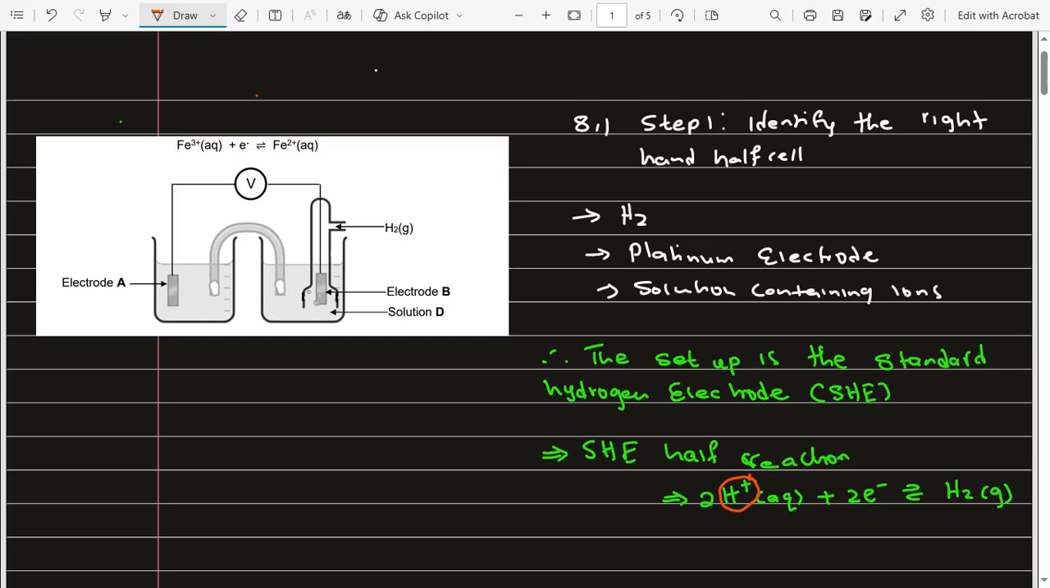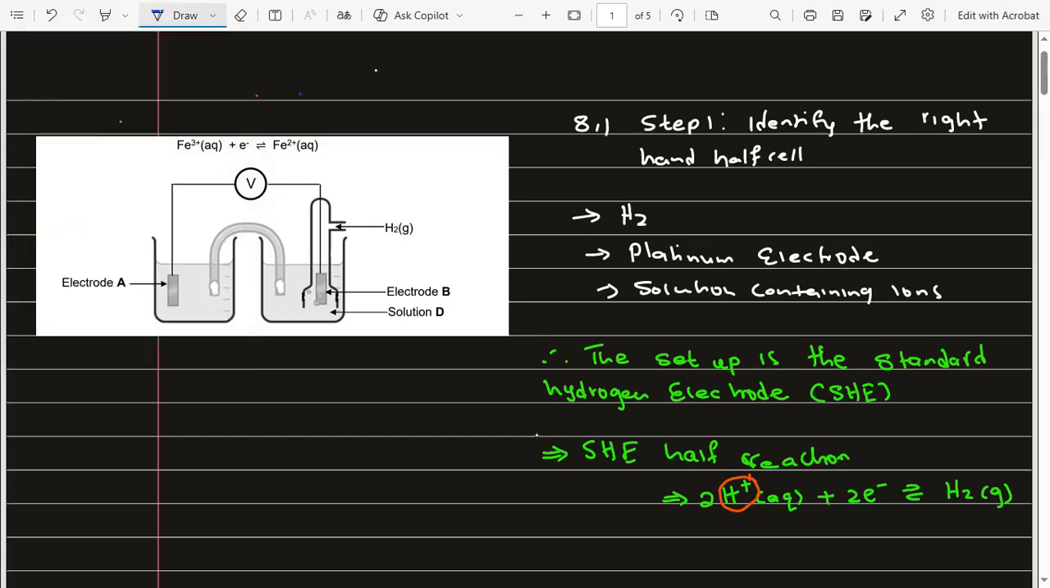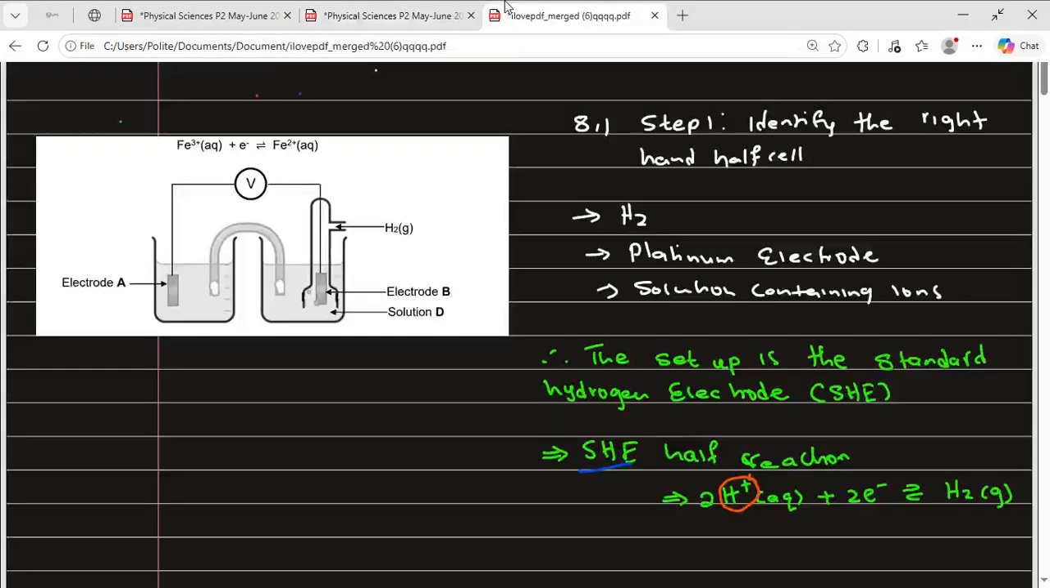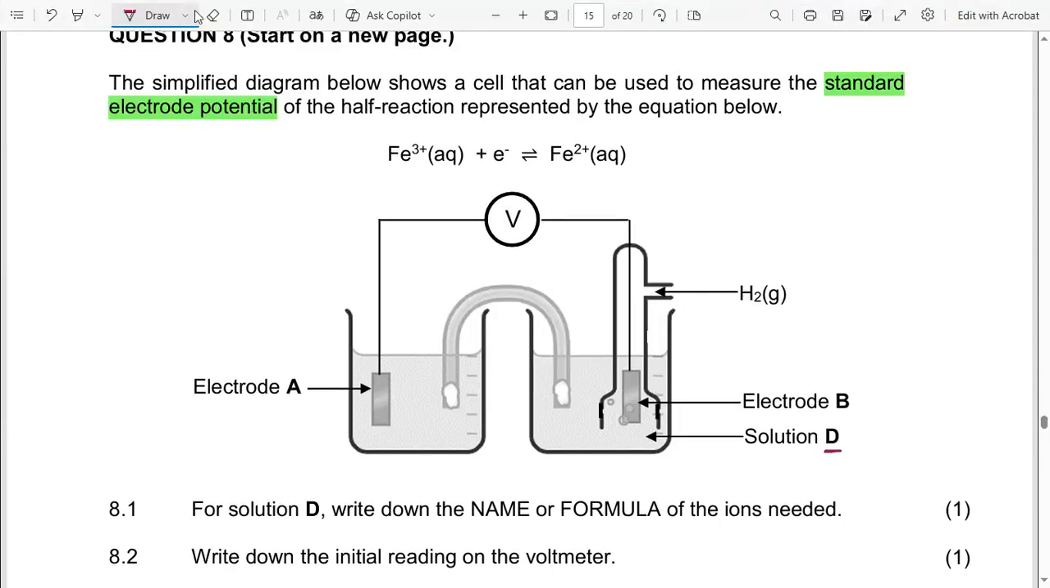Since they must be present in the solution, please note that when we talk about the standard hydrogen electrode, it always has the gas, the hydrogen ions with a concentration of 1 mole per decimeter cube, and also the platinum electrode. So the hydrogen ions are the ones that are required. To answer this question, the answer is going to be the hydrogen ions. I hope you guys understand how we got that answer.